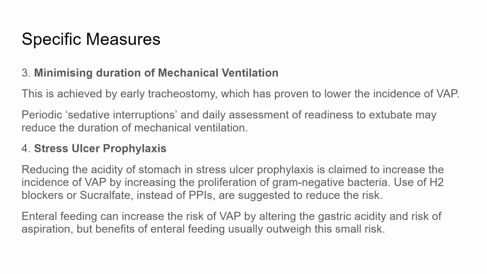Stress ulcer prophylaxis. Reducing the acidity of stomach in stress ulcer prophylaxis is claimed to increase the incidence of VAP by increasing the proliferation of gram-negative bacteria. Use of H2 blockers or sucralfate instead of PPIs is suggested to reduce the risk of VAP. Enteral feeding can increase the risk of VAP by altering the gastric acidity and increasing the risk of aspiration. But benefits of enteral feeding usually outweigh this small risk.